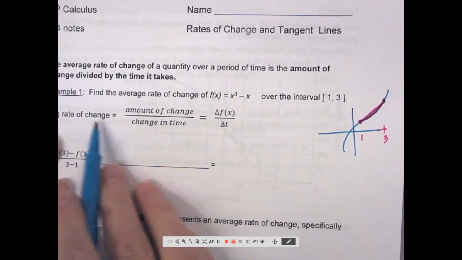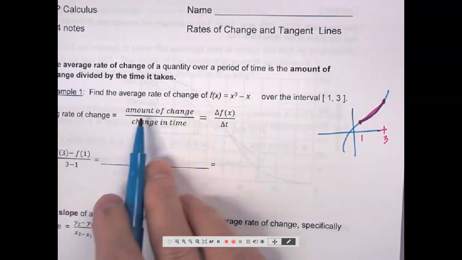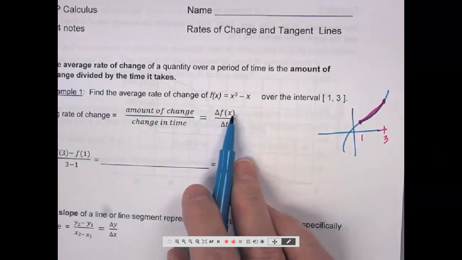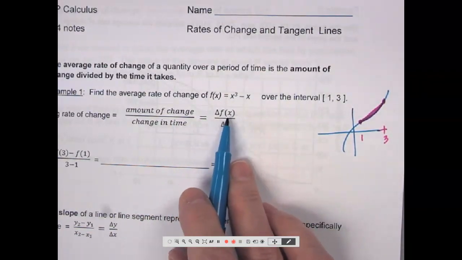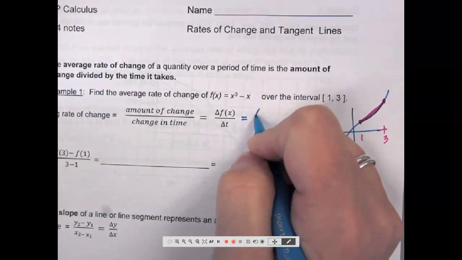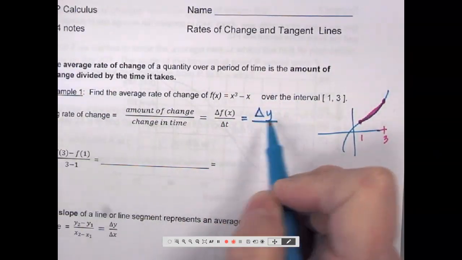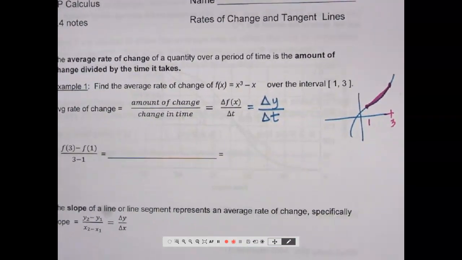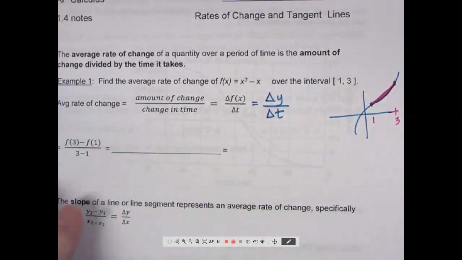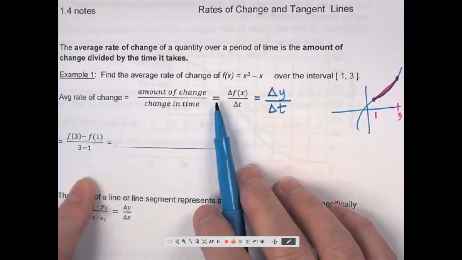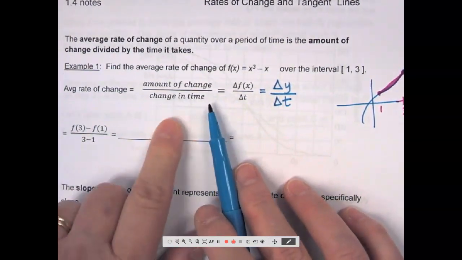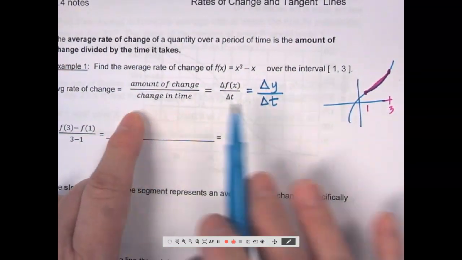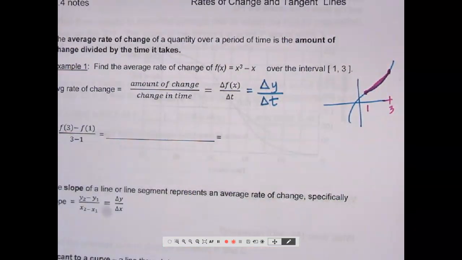Okay, so look at this fancy notation here. Average rate of change is the amount of change, so I'm going to call that delta f of x. What's another name for f of x? y. So delta y over change in time, delta t. That's what we did for our average speed coming to school. Now, I don't necessarily know that I'm dealing with time here. I could be, but sometimes in place of time, it's just delta x.